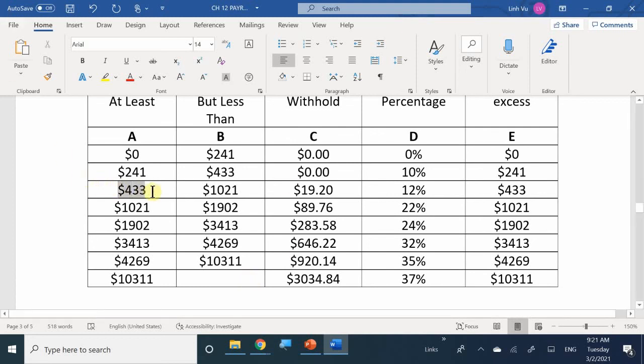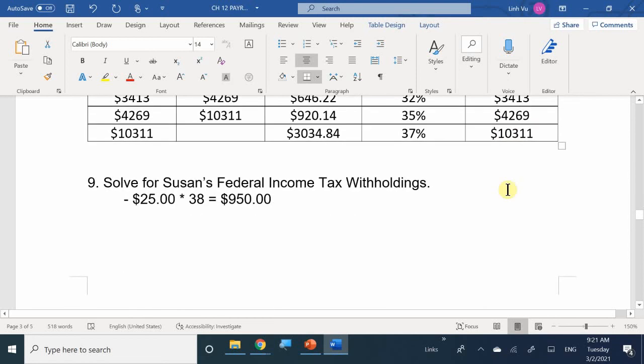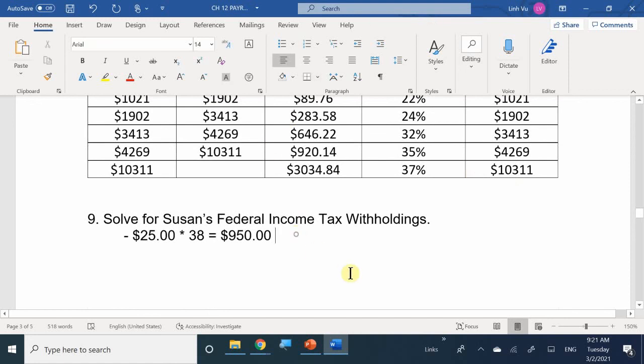She falls under the $433 bracket, so she is subject to 12% tax with an additional $19.20, but only on the extra she made after taking $433 out. So let's go ahead and solve that. Let's calculate how much money she's going to have in excess.